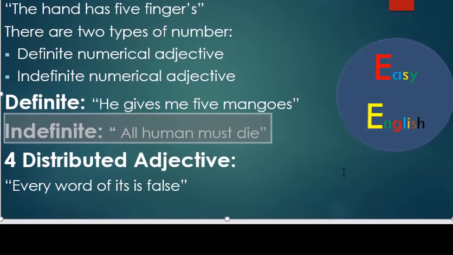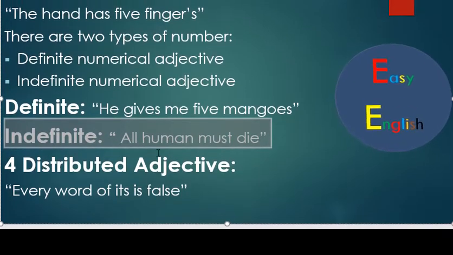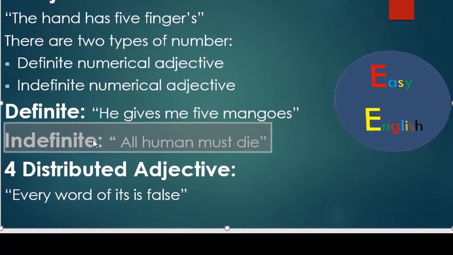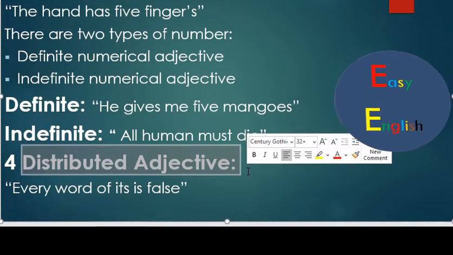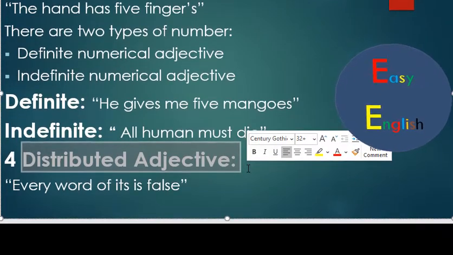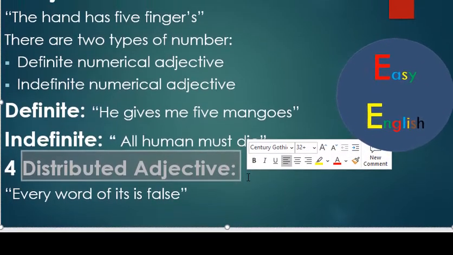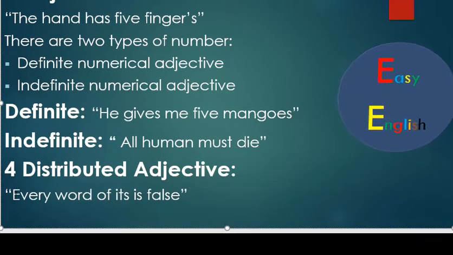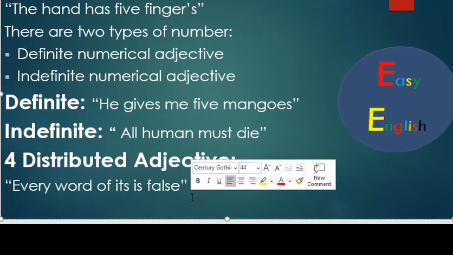For example, all humans must die, in which we consider all humans, not individually, as an example of indefinite adjective. The next one is distributive adjective. By the name, it shows one by one, separated. For example, it refers to the members of a group individually, as in every word of it is false. This shows that every word individually is false.